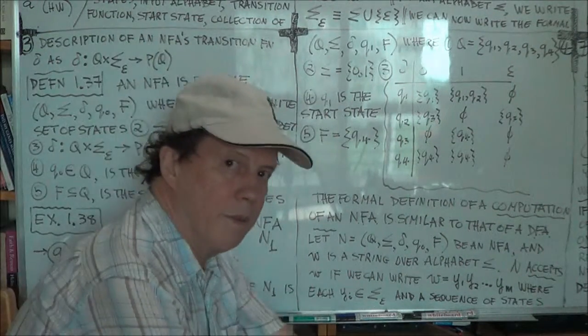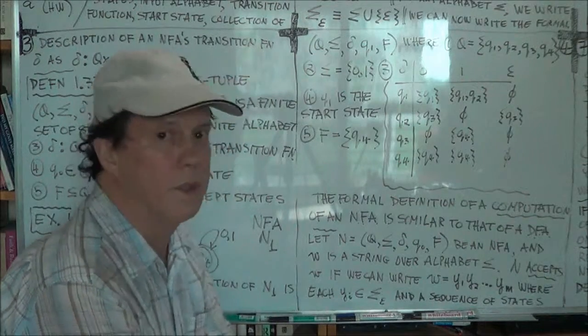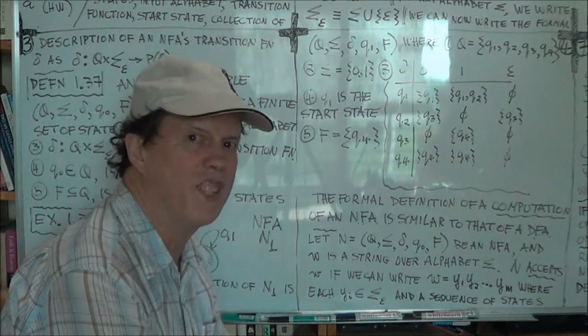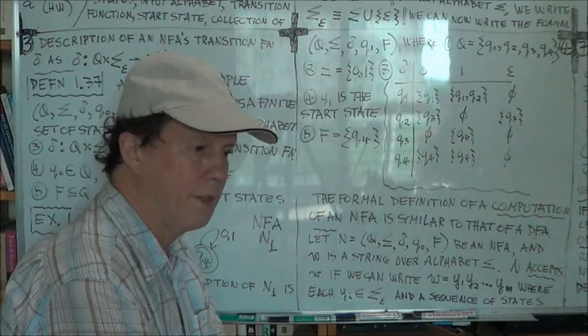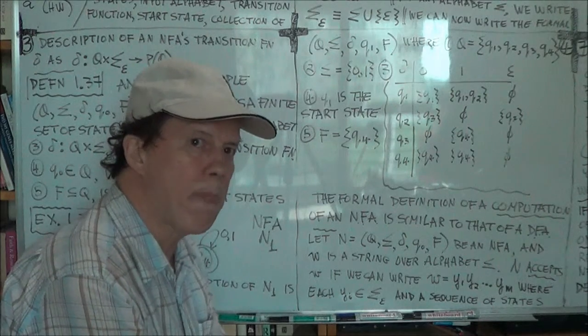Now the third item, the delta, the transition function. That's the hardest part of specifying an NFA.